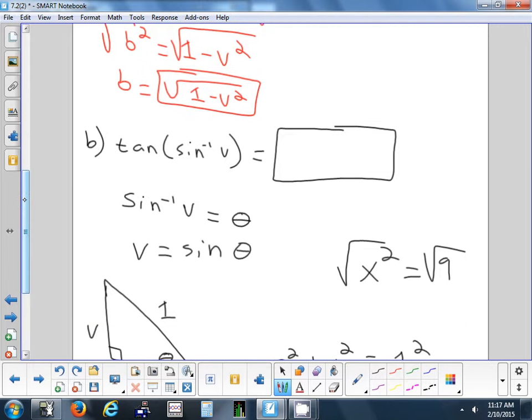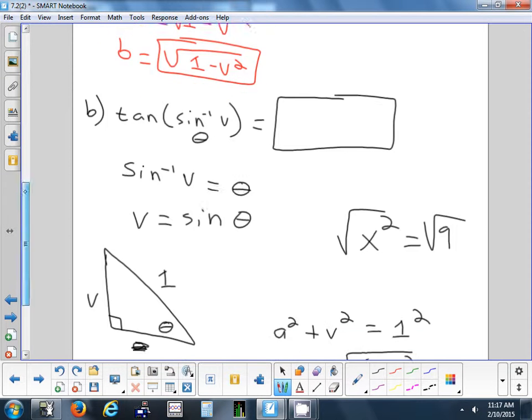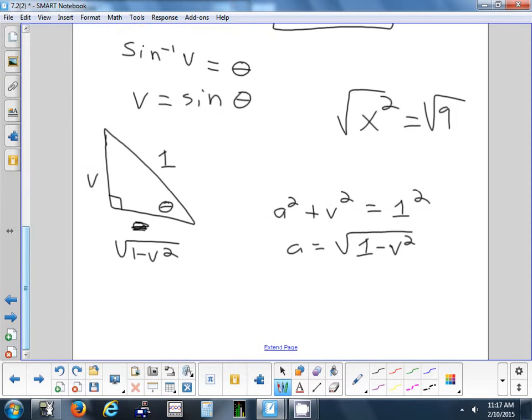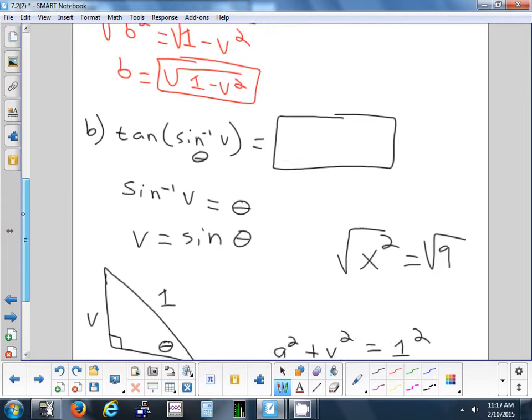Okay, now our last step. We want the tangent of this angle. Remember, sine of theta, inverse sine of v, we represented by theta. Right, so really we're taking the tangent of theta. So now go down to your picture. Tangent. Jill, what two sides do we use for tangent? Opposite and adjacent. Opposite over adjacent. So it's v divided by the square root of 1 minus v squared.